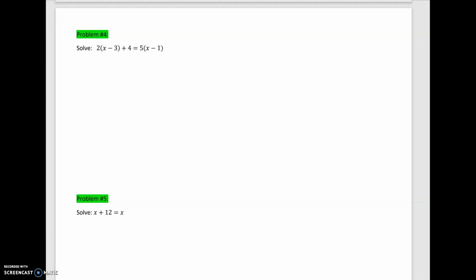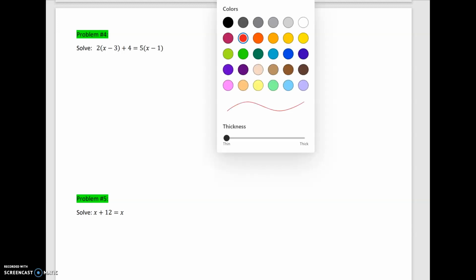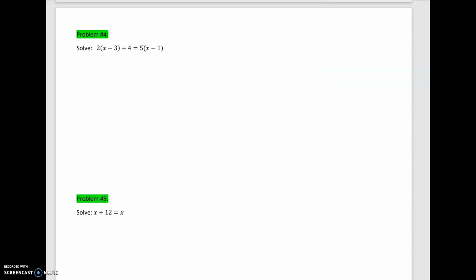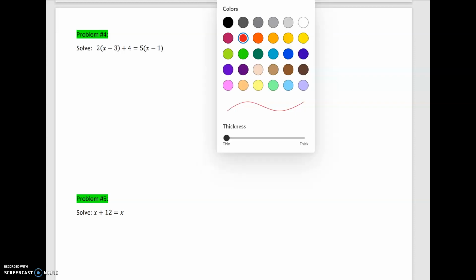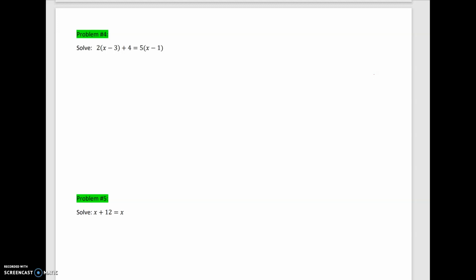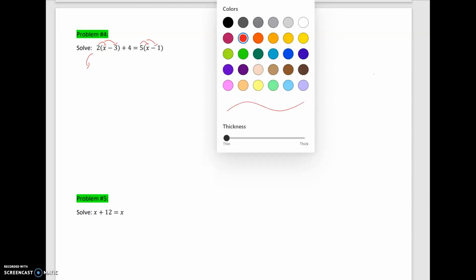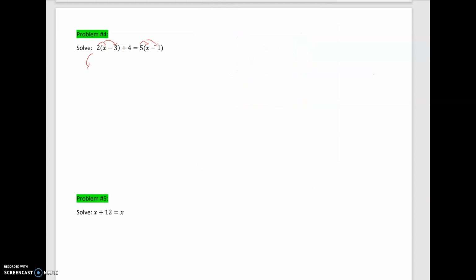Hi class, let's take a look at problem 4. Now in problem 4, what we're going to do here is first simplify both sides of the equation. So in order to simplify both sides, we're going to have to distribute the 2 and also the 5. So let me rewrite the resulting equation. In this case, we're going to get 2x minus 6 plus 4 is equal to 5x minus 5.